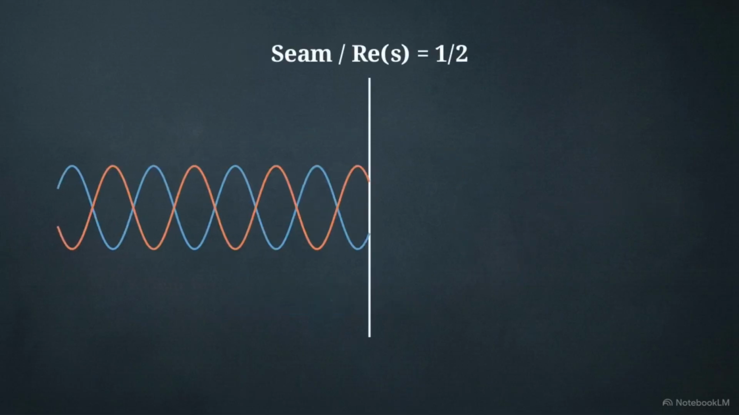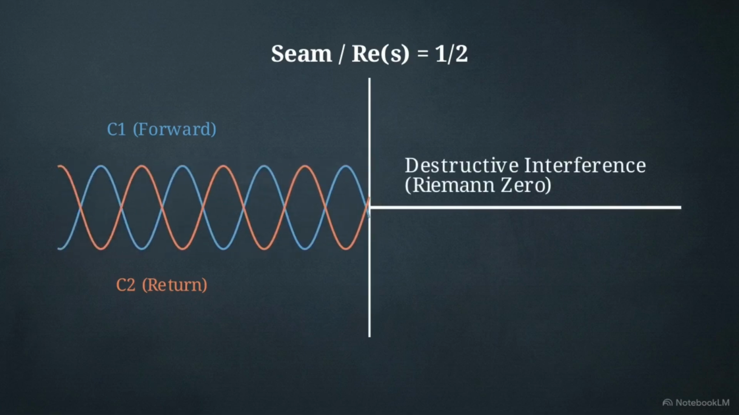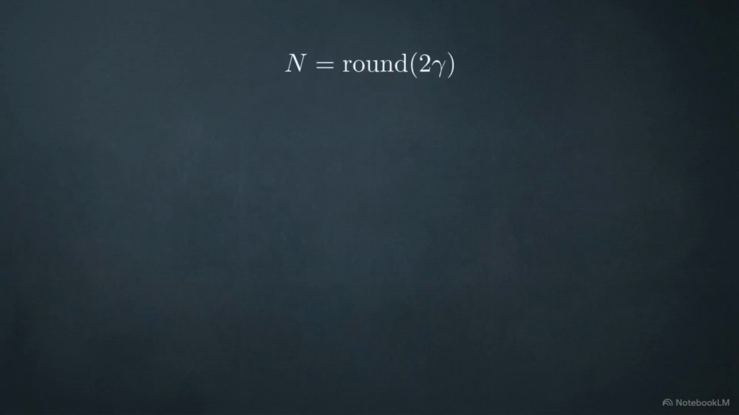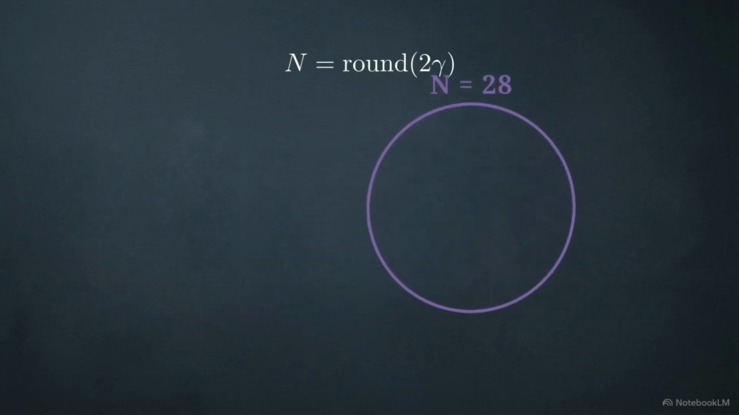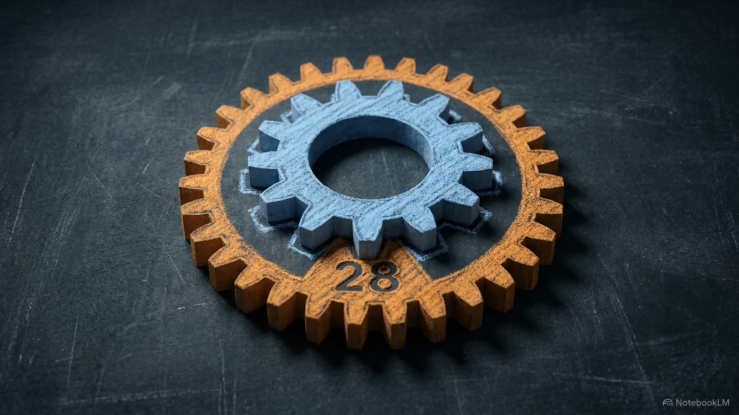A Riemann zero is the specific physical frequency where the interference of these coprime winding paths perfectly and destructively cancels out. We find the natural modular circle for any zero by taking its gamma value, multiplying by 2, and rounding to the nearest integer. For the very first Riemann zero, located at 14.135, that calculation is 2 times 14.135. That rounds to exactly 28. Mod 28 is the specific geometric threshold where the mod 12 electron geometry interfaces with the mod 30 nuclear geometry.